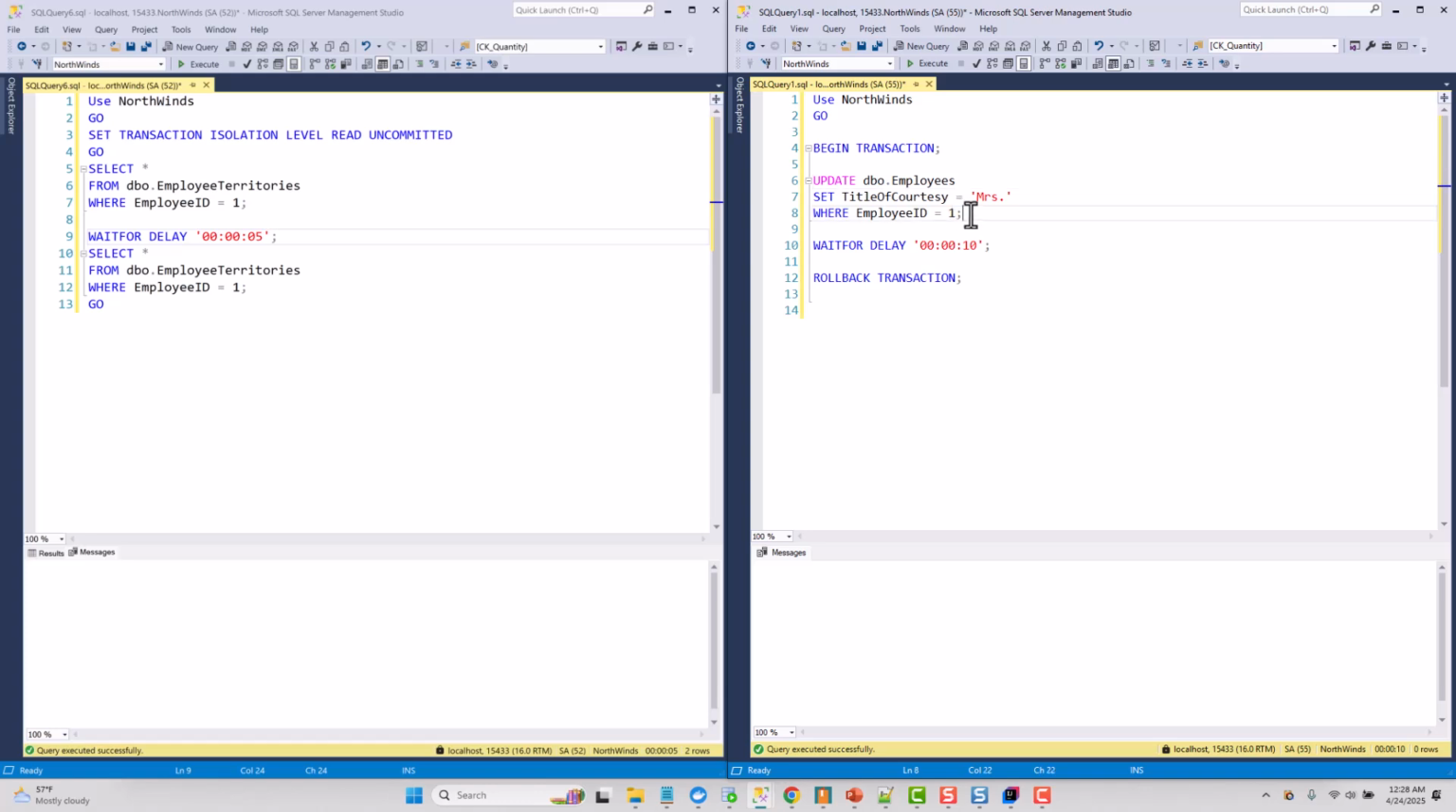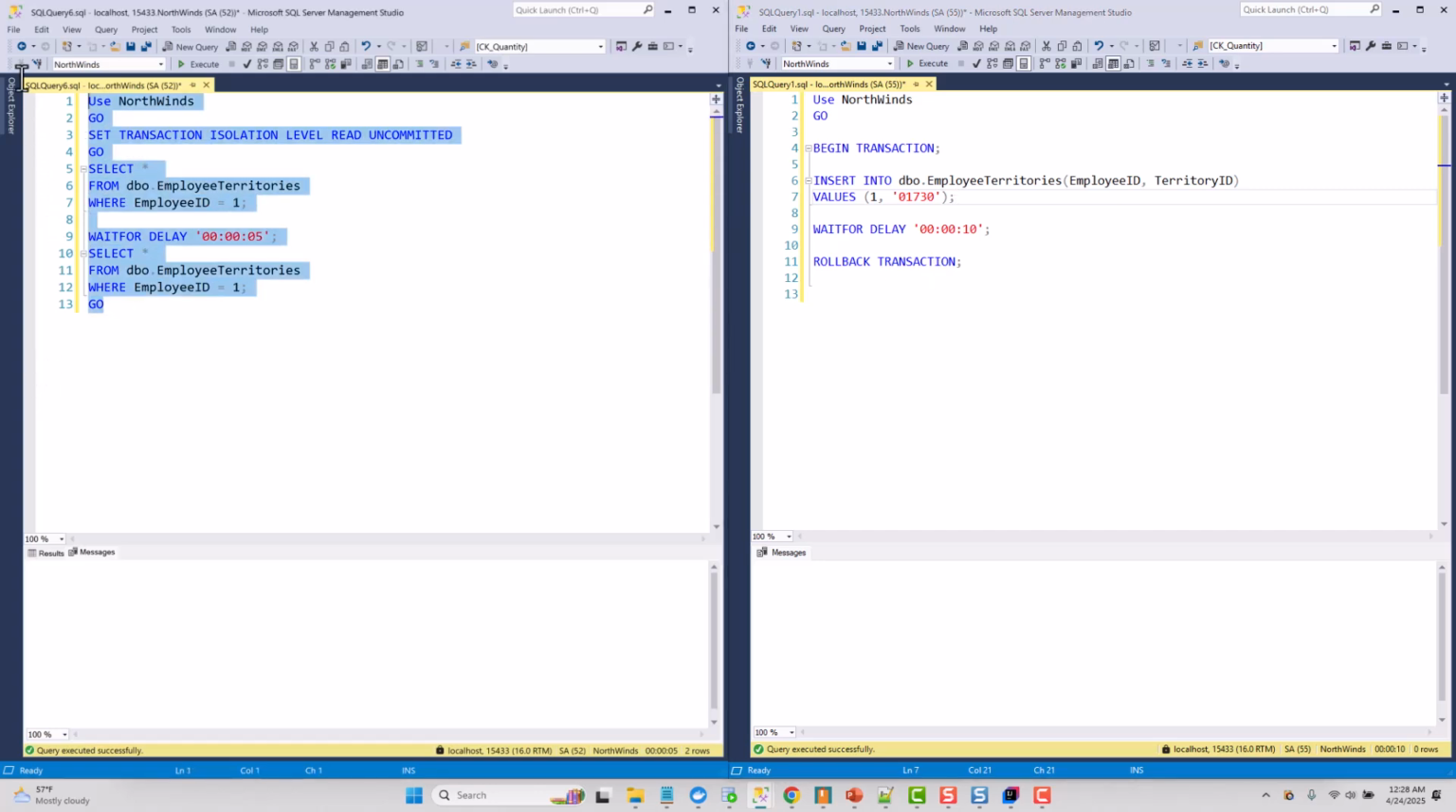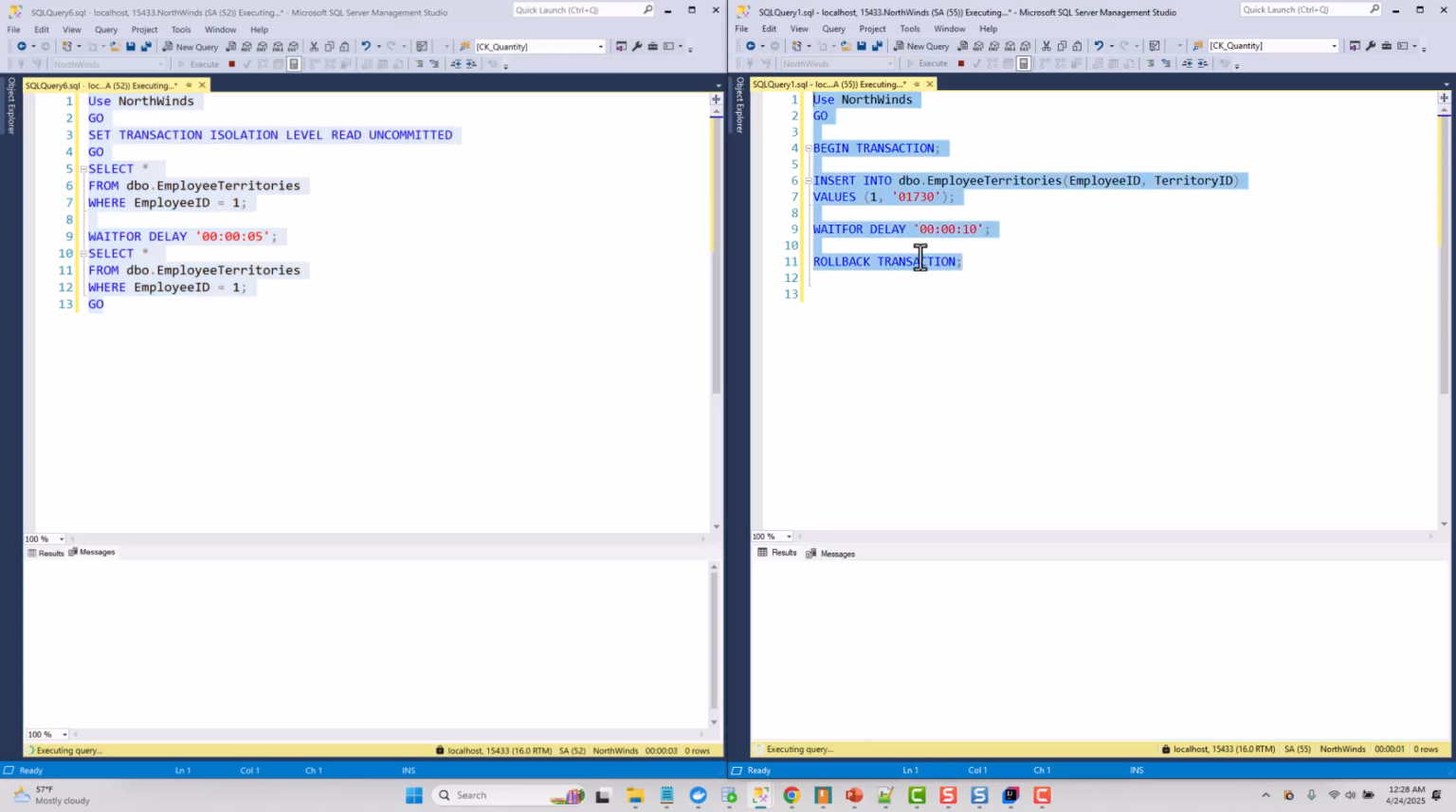Then over here, instead of doing an update, we're going to go ahead and do an insert into dbo.employee territories with our employee ID and our territory ID, passing in values of 1 and then also 01730. We're going to go ahead and wait for the delay of 10 and then roll back the transaction. So we're going to go ahead and start with this, and then over here execute this.